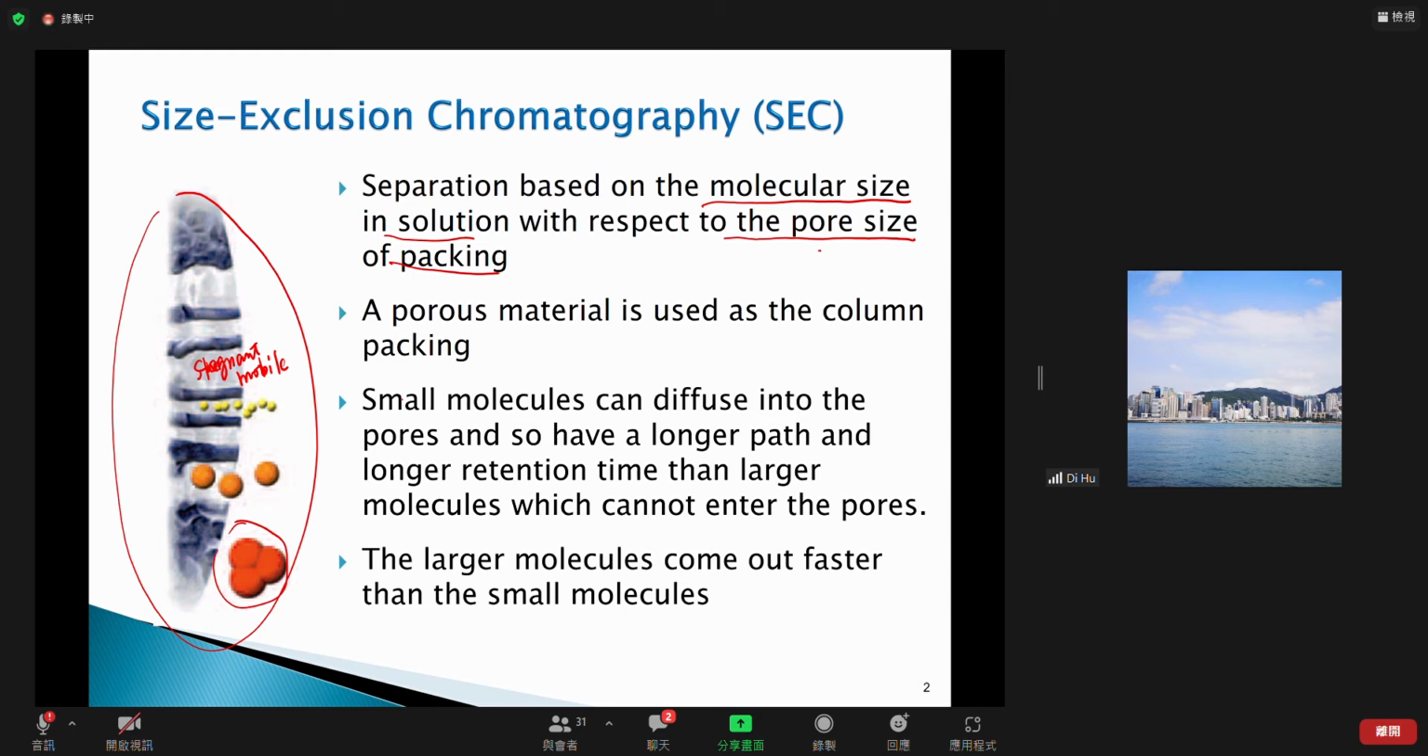Therefore you can see here that no interaction between analyte and stationary phase is wanted. Everything is based on size; separation is based on size. The larger the molecule, the faster it comes out, and the smaller the molecule, the slower it comes out. That's very easy and straightforward, right? Do you say that's the end? No, we're going to talk more about its application. But the principle is easy to understand.